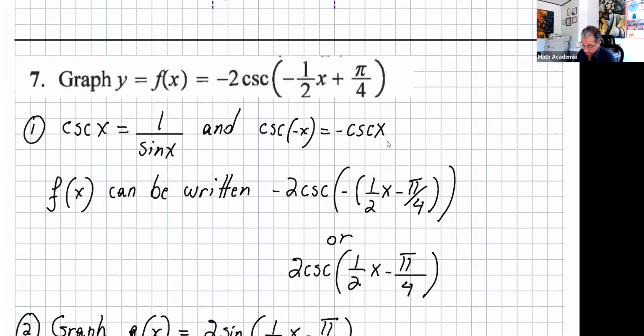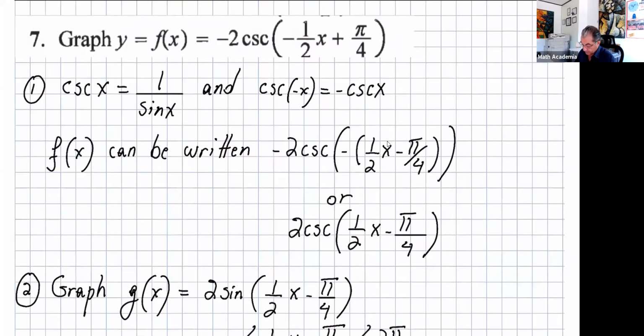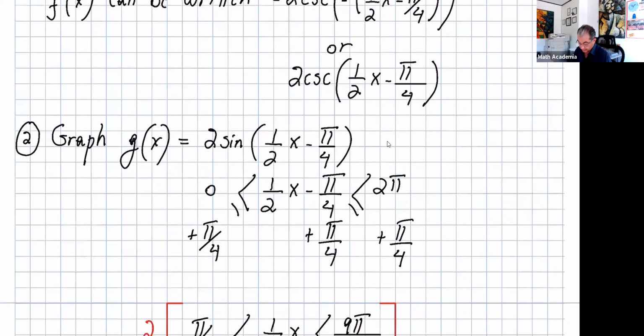Number 7, we have negative 2 cosecant of negative 1 over 2x plus pi over 4. If there's a negative sign next to x, it's better to factor it because it's going to be very easy. So you can say negative 2 cosecant, negative 1 over 2x minus pi over 4, since I factored the negative sign. Why did I do this? Because you can use that. So take that negative and that negative out, then you're left with 1 over 2 cosecant 1 over 2x minus pi over 4.